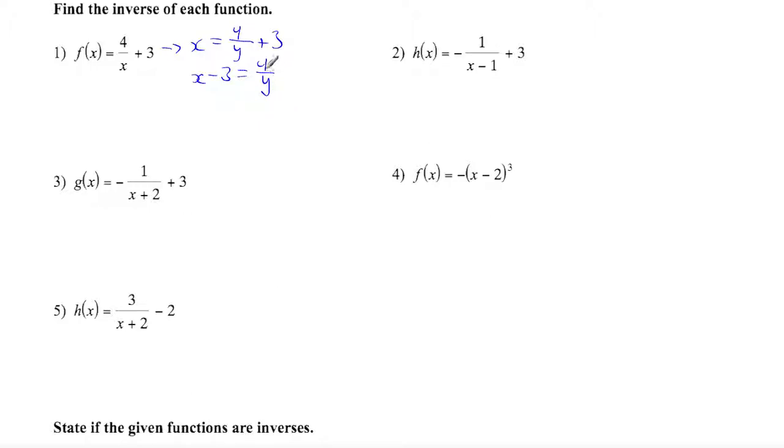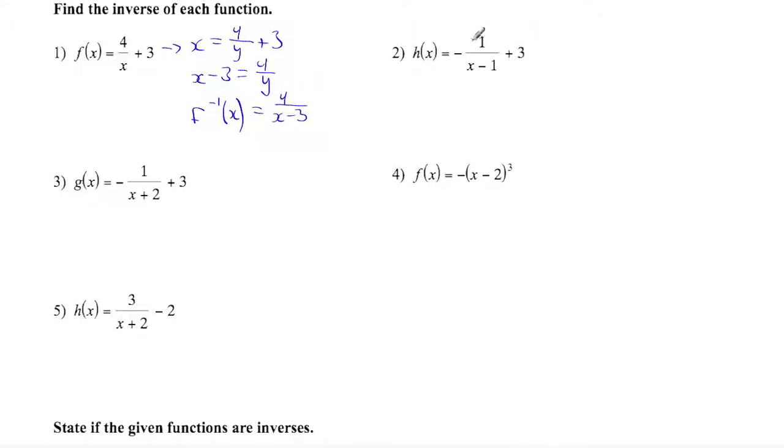Here, I can multiply both sides by y, and then divide by x minus 3, or there's a shortcut where I can switch the y and the x minus 3. And that will isolate the y, which means that this is now the inverse. So I get f inverse of x is equal to 4 over x minus 3. And that is my inverse.